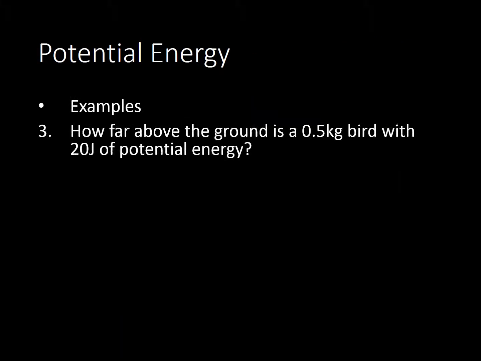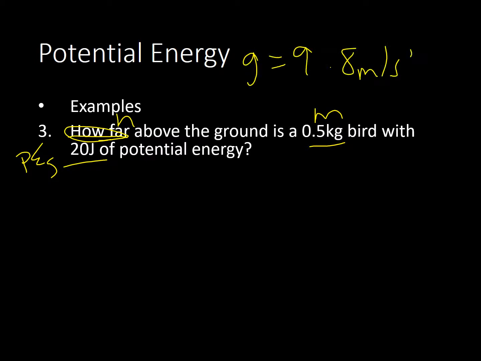Our final example is going to be looking for how far. So how far above the ground is a 0.5 kilogram bird with 20 joules of potential energy? So how far is height. We're solving for height. The mass of the bird is 0.5 kilograms and the gravitational potential energy is 20. Again, we're going to assume that this bird is on Earth, so g is going to equal 9.8 meters per second squared.